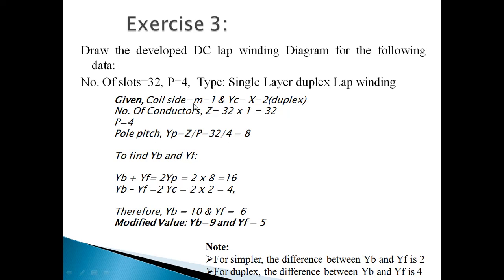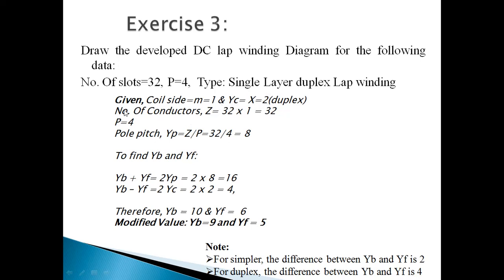Coil side is equal to 1. Why? Because it is a single layer, that's why the coil side is equal to 1. And YC, that is the commutator pitch, is equal to X, where X is equal to 2 because it is a duplex lap winding. If it is simplex, we already solved a few problems of simplex lap winding diagrams. There X was equal to 1 because of simplex lap winding. Here it is duplex, therefore the value of X is equal to 2, therefore the commutator pitch is also equal to 2.